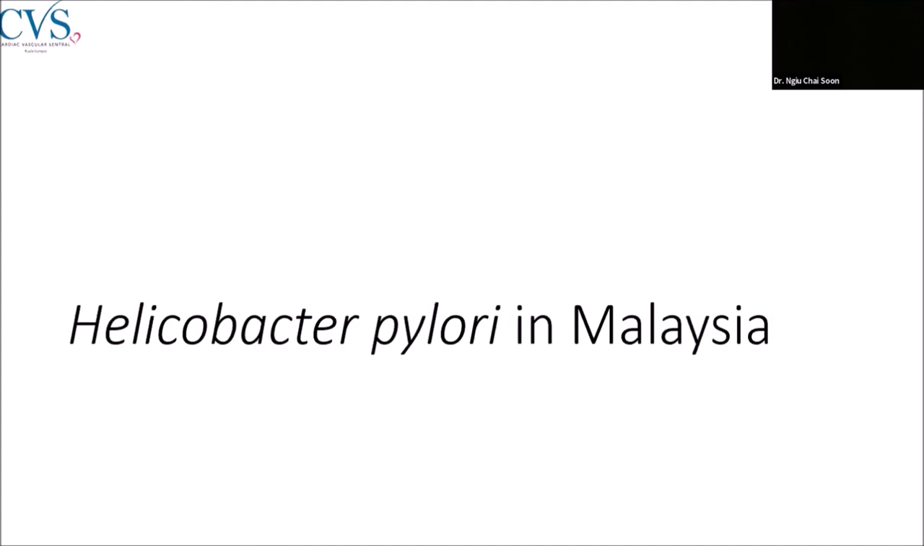How about the racial composition of Helicobacter pylori among the Malaysian races? If we look into the races in Malaysia, Malay, Chinese, and Indian, Indians still have the highest prevalence among all three races. This is followed by the Chinese, which is around 10% at the moment, and Malays, which is around 5.6%. So now we have moved into 2020 already.